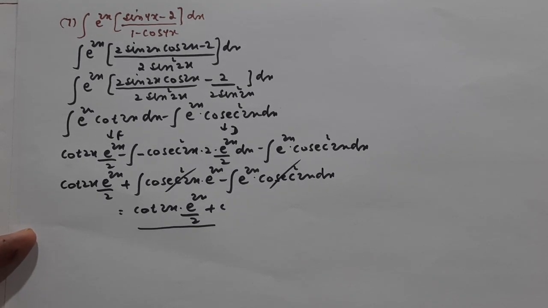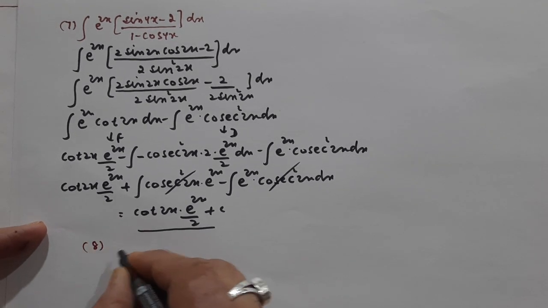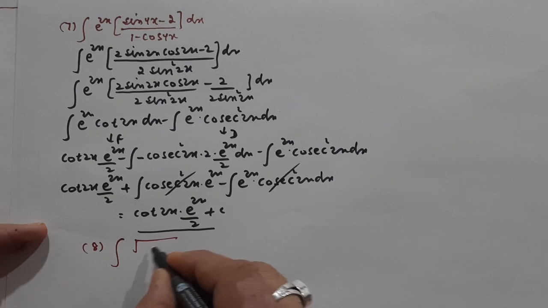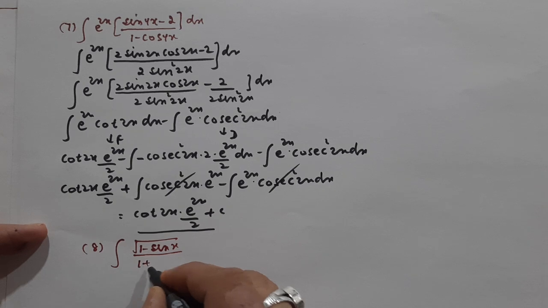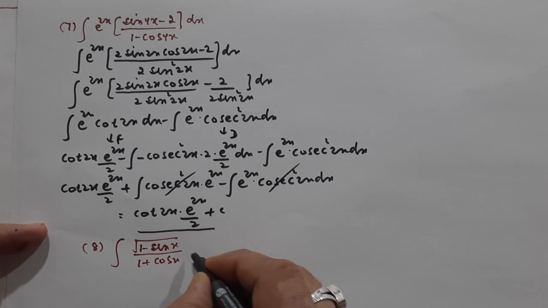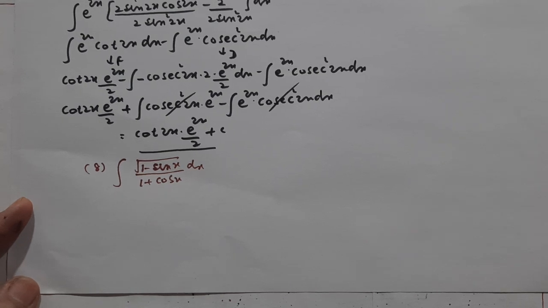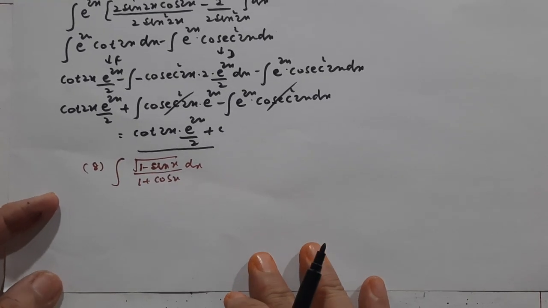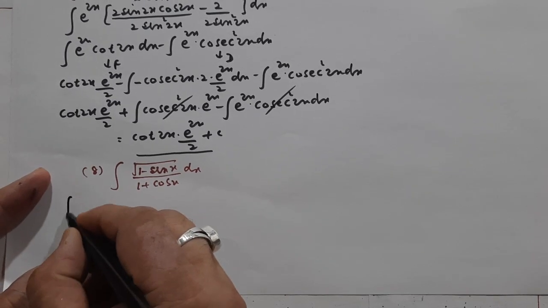Now let us move to the 8th part. Now the 8th question is integral of under root (1 minus sin x) upon (1 plus cos x) dx. Now students, let us do this question.